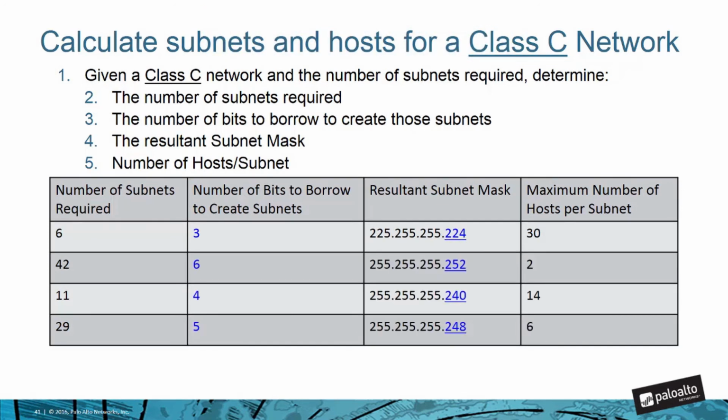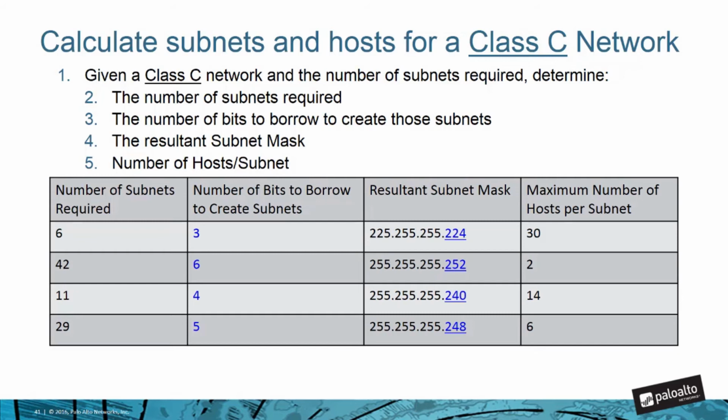Okay, this is what you should have gotten here. If you wanted to create 42 subnetworks, you would have to borrow 6 bits. The resultant subnet mask in the last octet would be 252, and it would give you 2 hosts per subnet. Not much. So again, you've borrowed 6, you only have 2 bits left, which is 4 combinations. Subtracting 0s and 1s gives you 2 hosts.